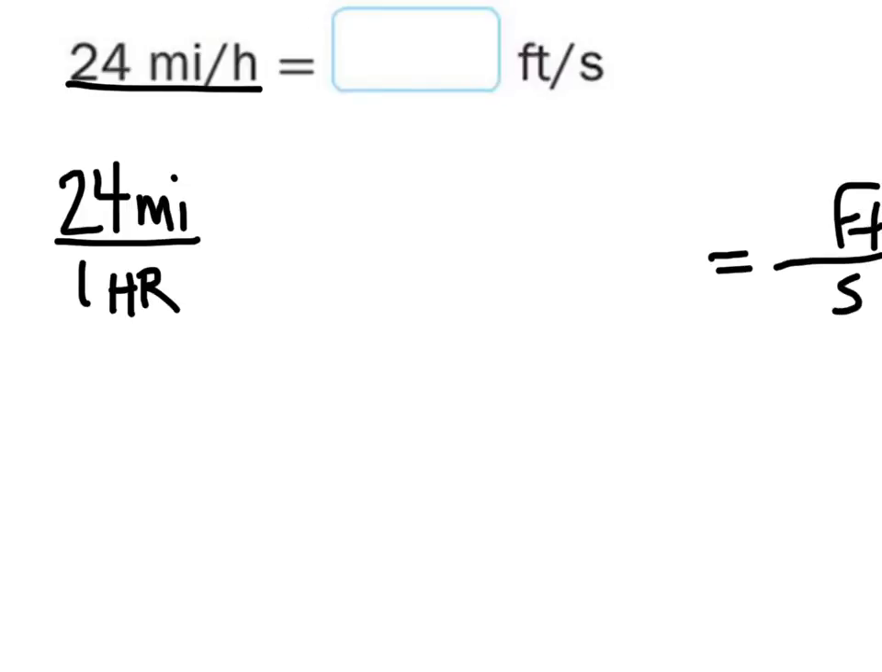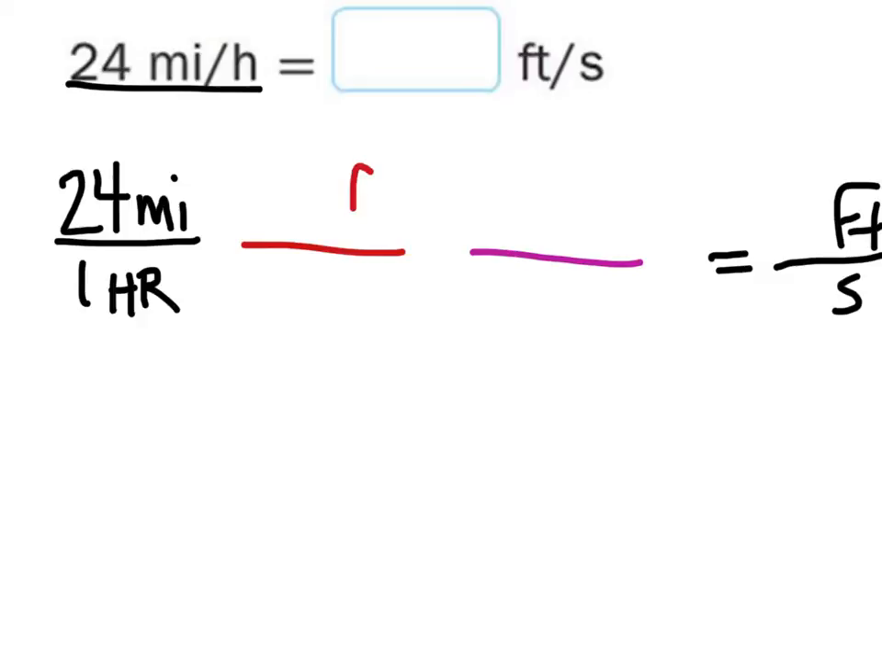Well, how many conversions do I need here? 2. I do need 2. Very good. Why do I need 2? Sierra? Because you have to convert miles to feet and hours to seconds. That is correct. So just so they can hear, miles to feet, hours to seconds. That's 2 conversions. So I have 2 fractions, okay?